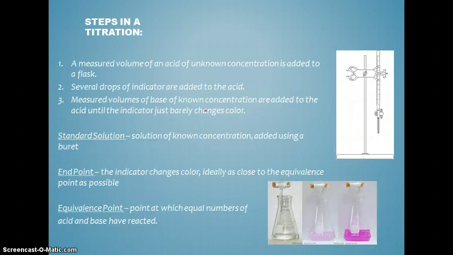Okay, so here's how it works. First you're going to have an acid that you don't know the molarity of, and that's what we're trying to find. What's the molarity? And so we're going to measure a specific volume of that acid and put it in an Erlenmeyer flask. And we're going to put several drops of indicator into the acid. So down here, this is what we would be starting with, an Erlenmeyer flask. The indicator is colorless when it's acidic, so this is what we're going to start out with. And then we're going to add base that we know the concentration of until the indicator just barely changes color.